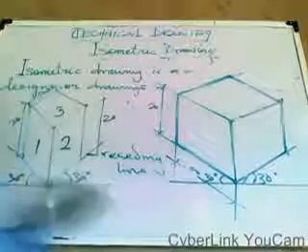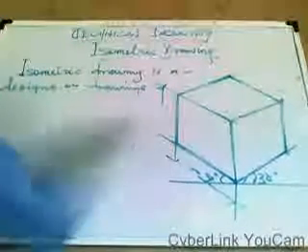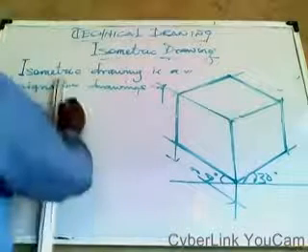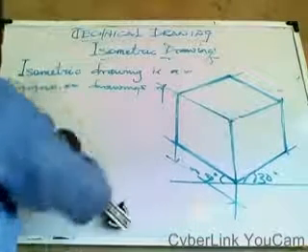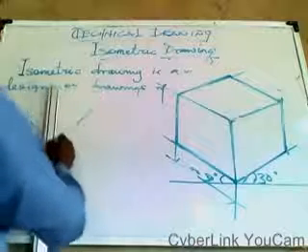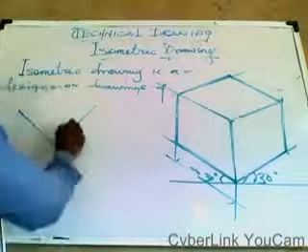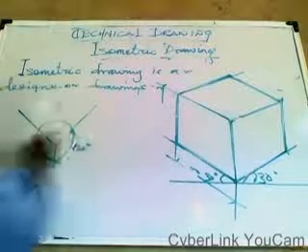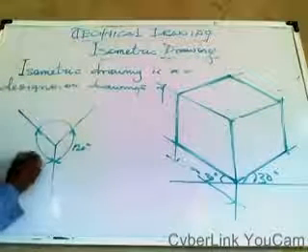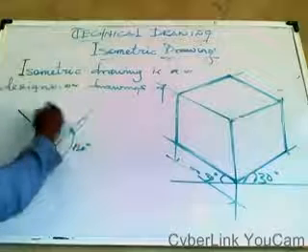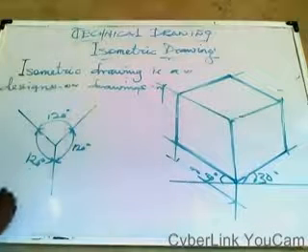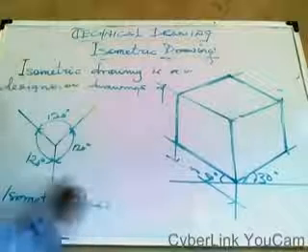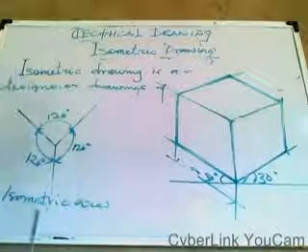So I told you earlier that we have isometric axes. That's something we call isometric axes. So isometric axes, when you have something like this, from here to here is 120 degrees. From here to here is 120 degrees. From here to here is 120 degrees. This is isometric axes. These are the axes of isometric.